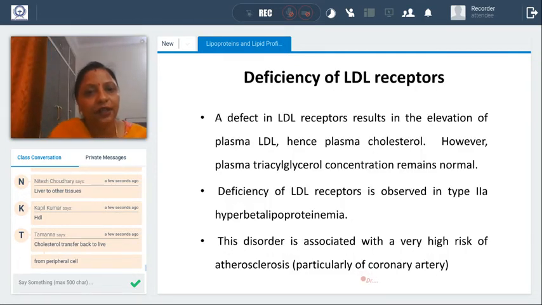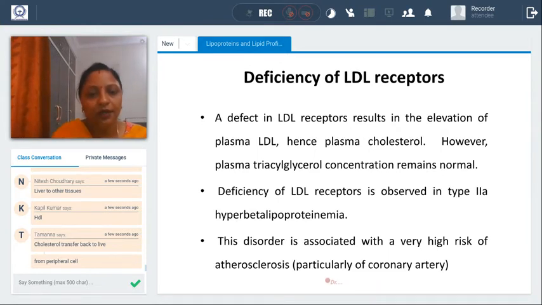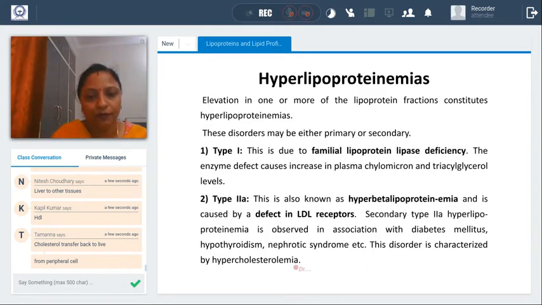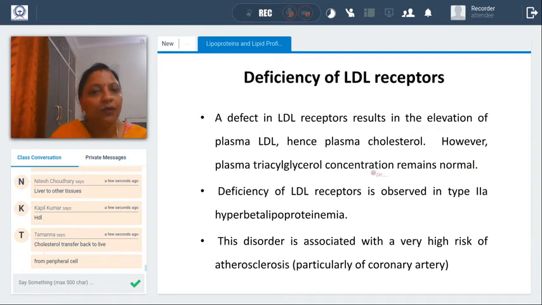Deficiency of LDL receptors, or a defect in LDL receptors, results in the elevation of plasma LDL, hence plasma cholesterol. So this is hypercholesterolemia. However, plasma TG concentration remains normal. Deficiency of LDL receptors is observed in type 2 hyper beta lipoproteinemia. This disorder is associated with a very high risk of atherosclerosis, particularly of the coronary artery.